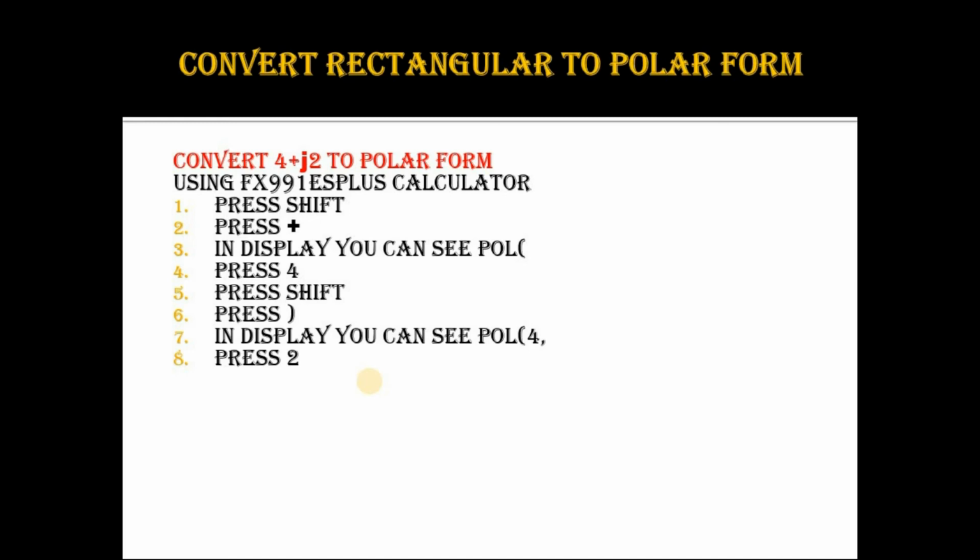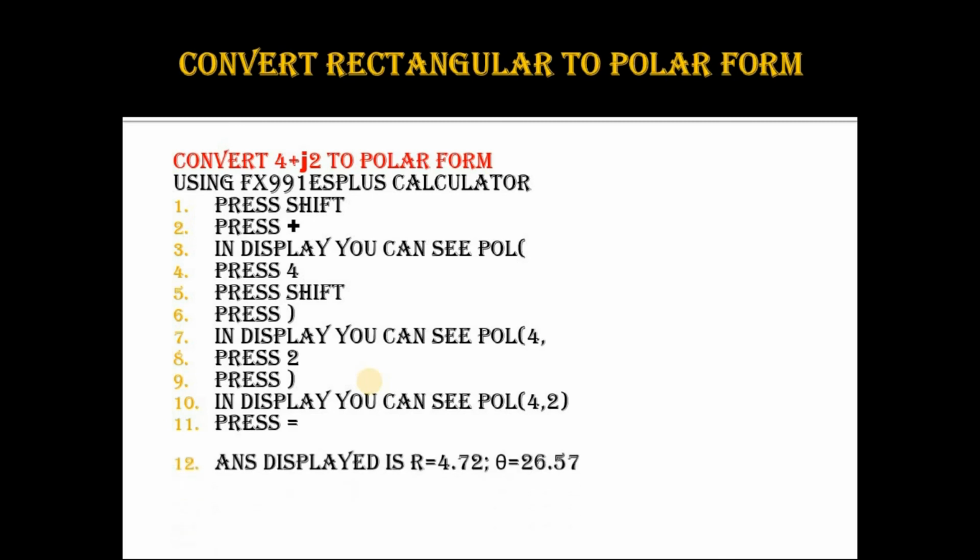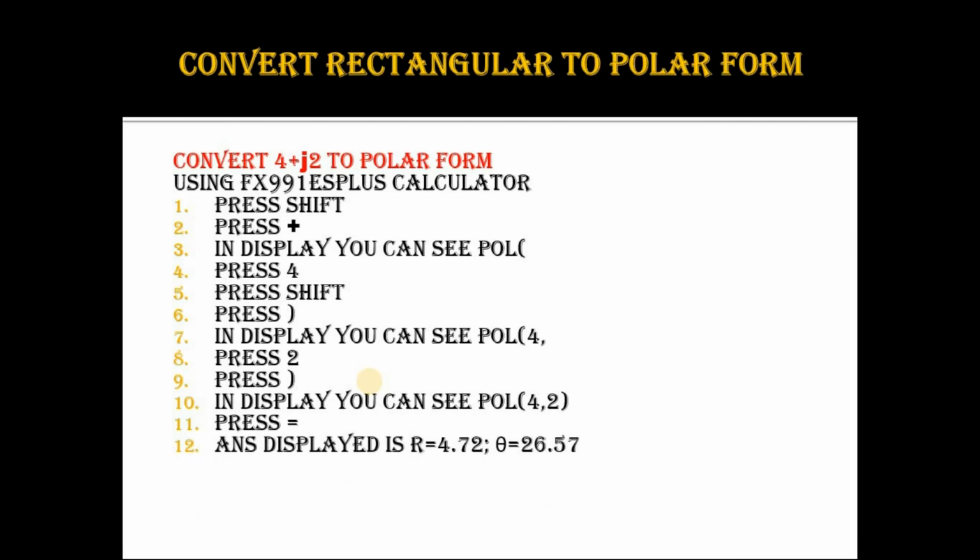Now press 2. Then press closing bracket. So in display you can see polar of 4 comma 2. Now press equal to. Answer is displayed. R equal to 4.72 and theta equal to 26.57. You got it? Okay.